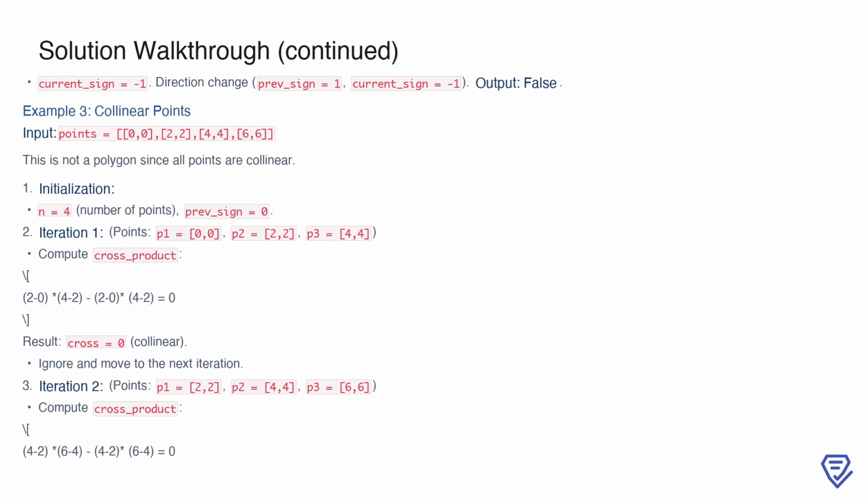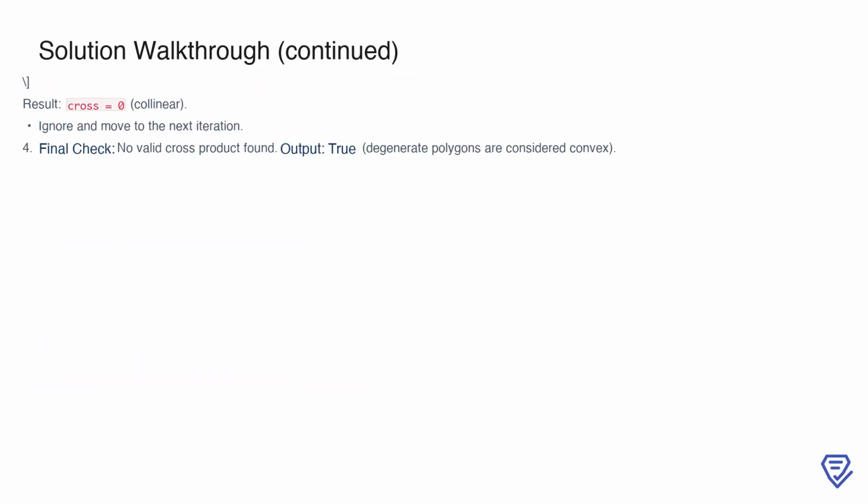For the second iteration, using points (2, 2), (4, 4), and (6, 6), the cross product again computes to 0, confirming that these points are collinear as well. With all iterations completed, no valid cross product was found. This means the points do not form a proper polygon, but degenerate cases like this are considered convex by definition. As a result, the output for this example is true, even though the points are collinear. This concludes our analysis of different polygon cases and how we determine convexity using the cross-product method.